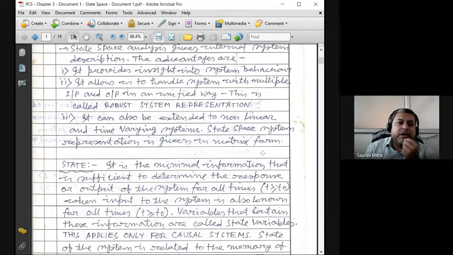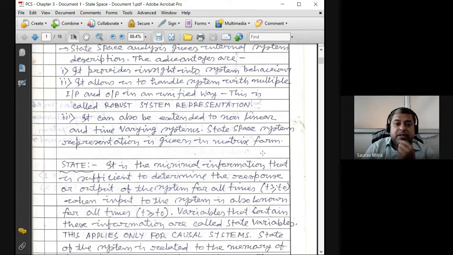You are seeing number 1, insight into system behavior. What is that? If there is an initial condition, that is taken into account in state variable analysis. State variable analysis allows us to handle systems with multiple inputs and multiple outputs in a unified way. Very important point.